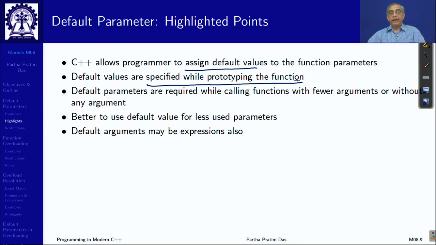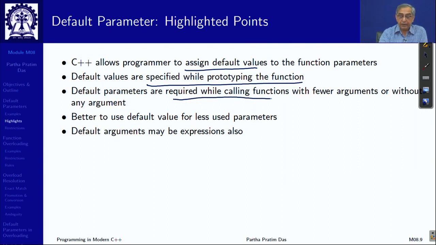It is recommended that you provide the default value while you prototype the function. Normally, we write a prototype and later on we put the function body. So, we are actually writing the function header twice, once during prototype and once during definition. So, what is recommended is to put the default values while you prototype, not during the definition, because the prototype is likely to be included in many other files as well, and therefore, it will be clear as to what the default values are.